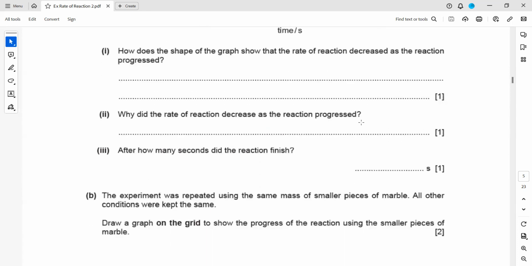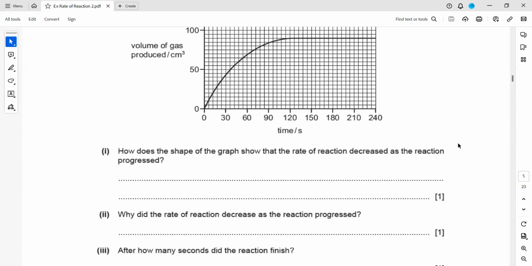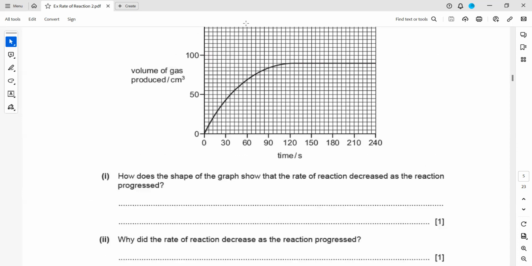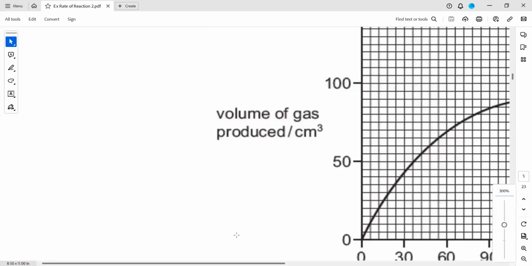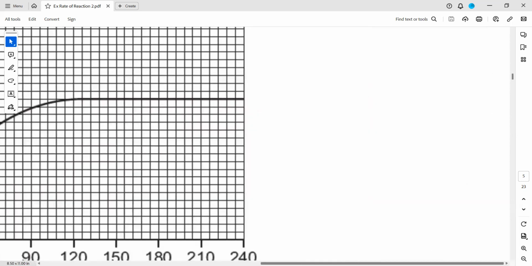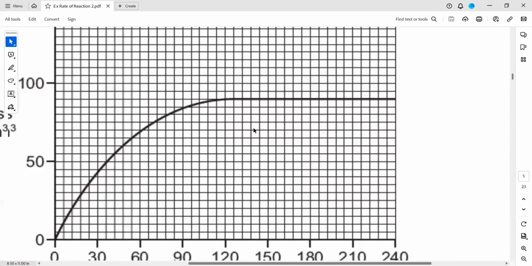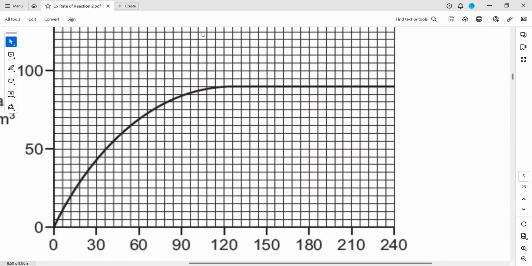How many seconds did the reaction take to finish? So how to work out when the reaction finishes? When the line changes to horizontal, that shows the reaction stops. If I zoom in, you will find even around 120, it is a horizontal line. After this point, it becomes horizontal. So we can say at 120 seconds, the reaction has stopped.